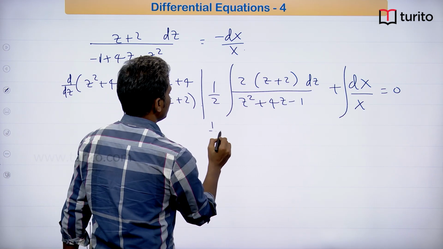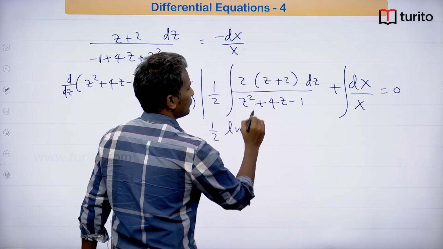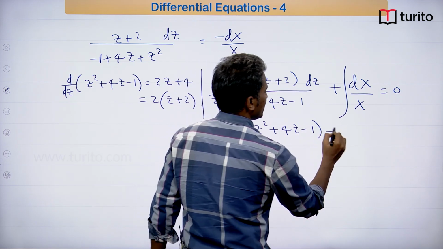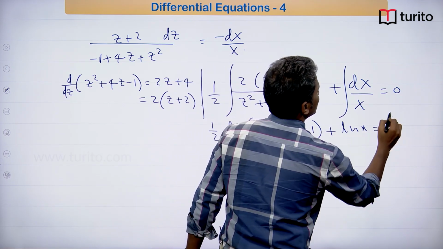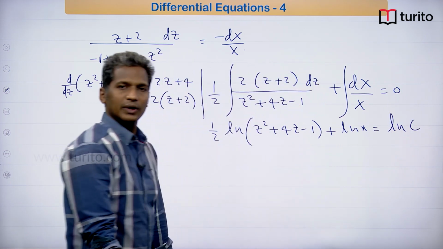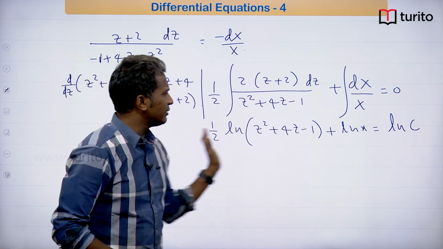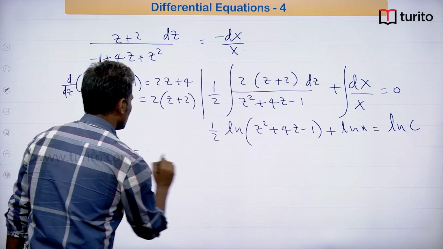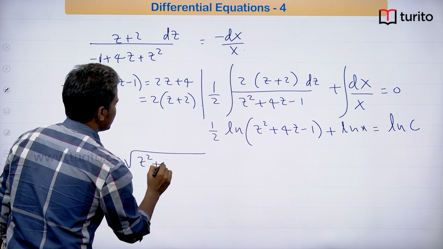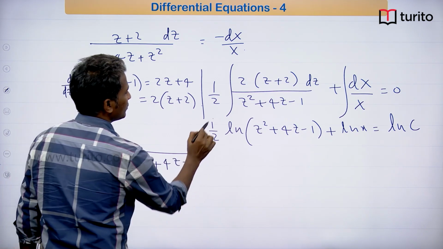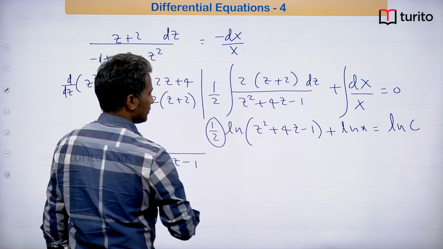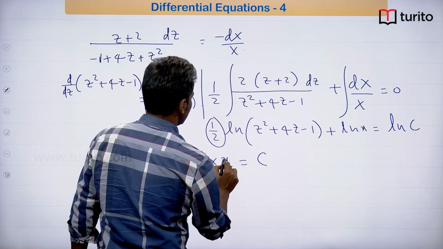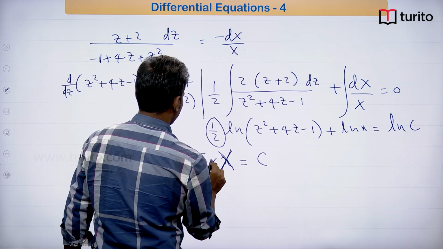So it becomes 1 by 2 into log of z square plus 4z minus 1 plus log x equal to some constant, which is log c, okay. So I can convert everything into log and equate both indexes. So then it becomes root of z square plus 4z minus 1. What did I do? I have taken this 1 by 2 to here, okay, into x is equal to c. This x is actually capital X, okay.